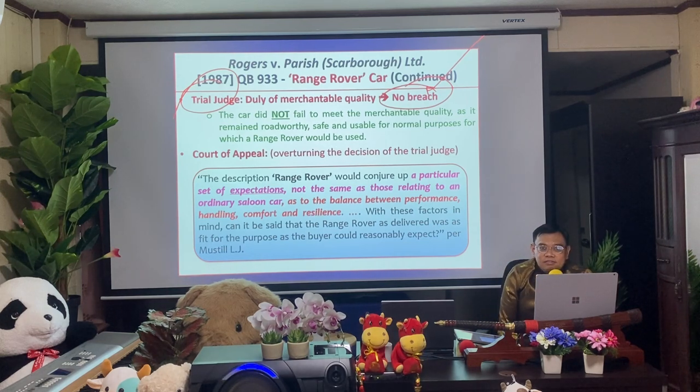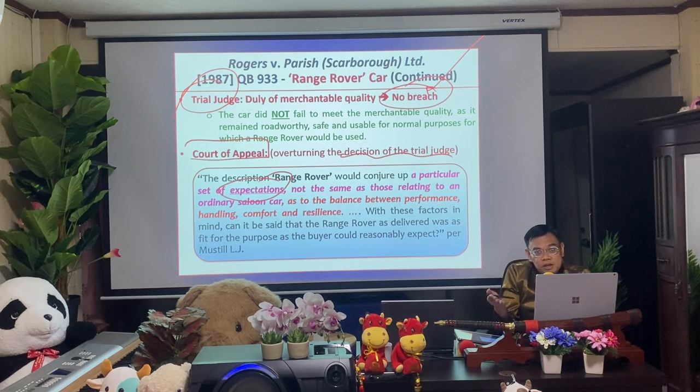But when this case went to the court of appeal, the court of appeal overturned the decision of the trial judge. And the court of appeal made a very interesting observation. The court of appeal looked at the expectations of the buyer.